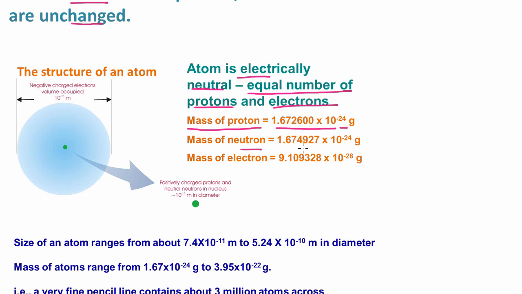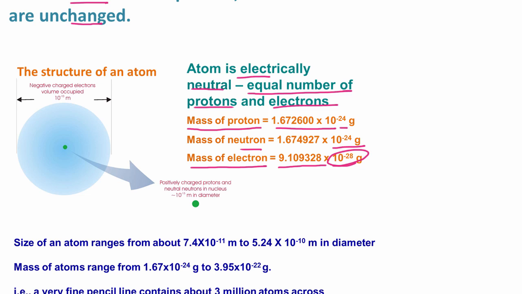It's 1.674927 times 10 to the negative 24 grams. Then let's take a look at the mass of the electron. 9.109328 times 10 to the negative 28 grams. Compared to protons and neutrons, the electron mass is negligible.